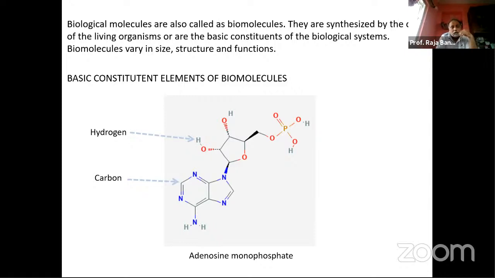And with this carbon and hydrogen, there are oxygen, nitrogen, phosphorus, and sometimes sulfur. So the biomolecules, if we consider, we find that the main constituents of the biomolecules are nothing but carbon, hydrogen, nitrogen, oxygen, phosphorus, and sometimes sulfur. Though in some other cases one can argue selenium, etc., is found, but these are the main basic constituents.